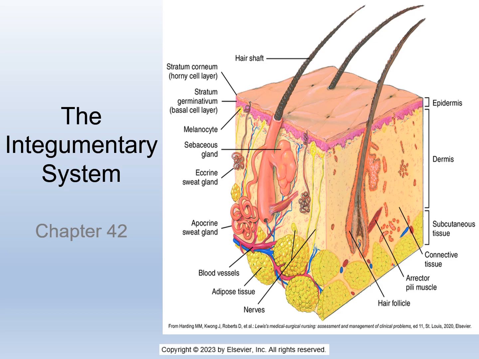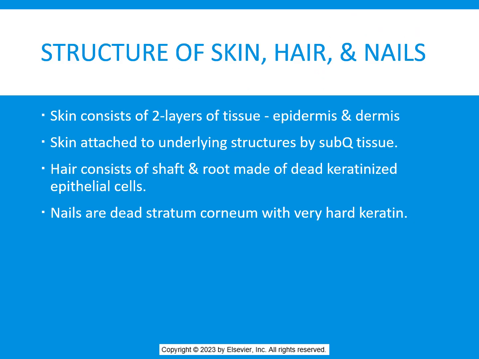The integumentary system. The skin is the first line of defense against pathogens. Cell growth happens in the bottom of the epidermis, and the cells push upward to the surface. The bottom layer of the epidermis contains melanocytes.